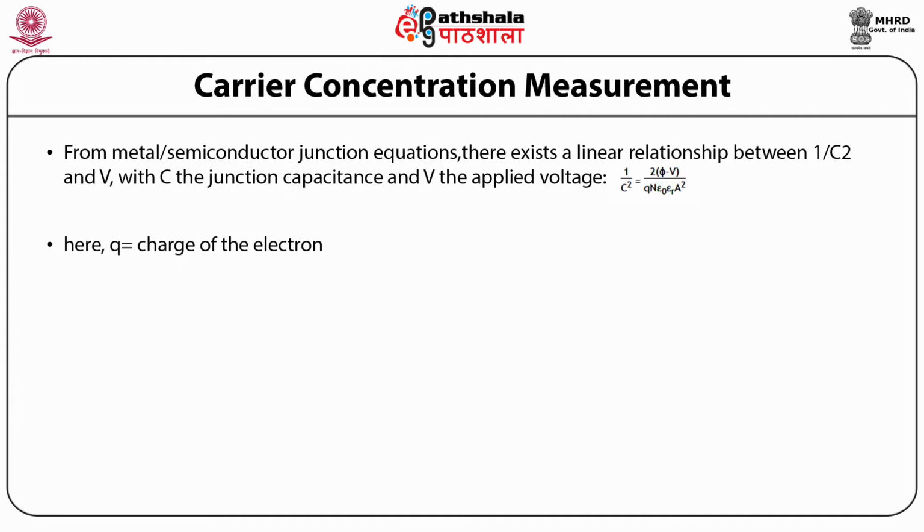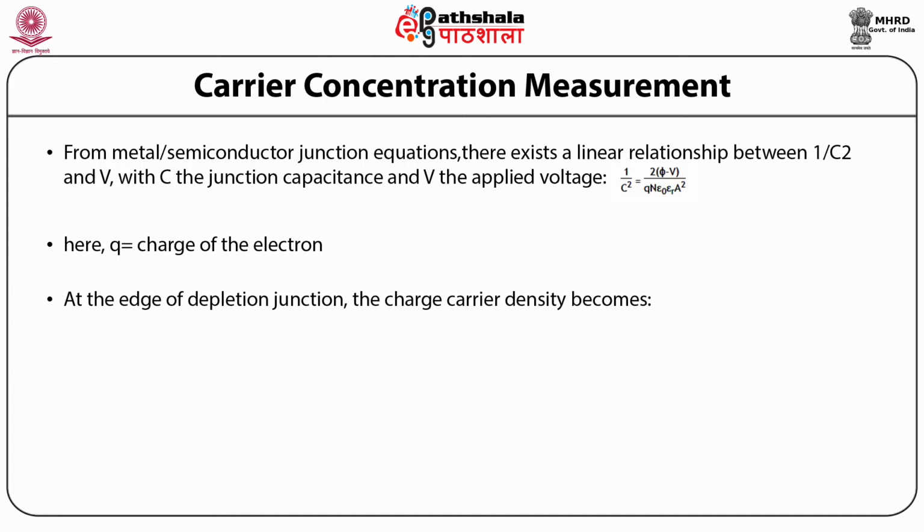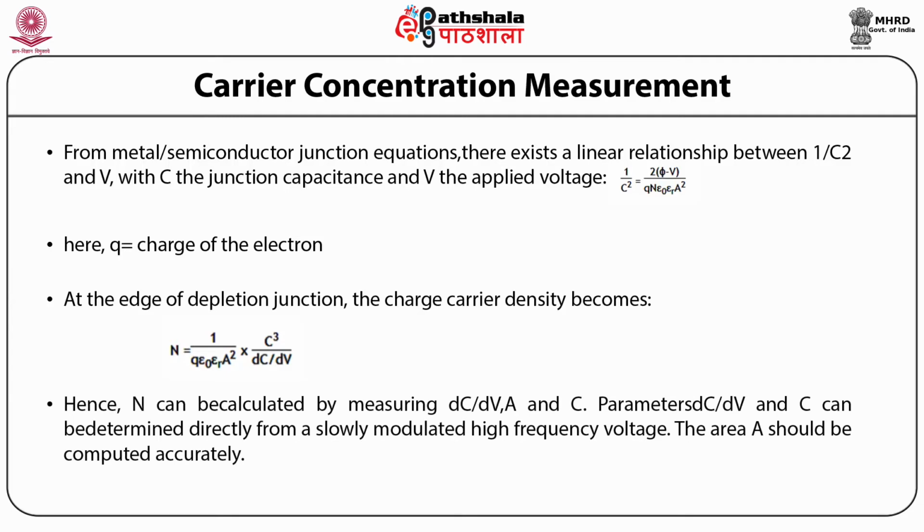Here Q is equal to the charge of the electron. At the edge of the depletion junction, the charge carrier density becomes N is equal to 1 by Q into epsilon naught into epsilon r into A square. This whole is multiplied by C cube divided by dC by dV. Hence, N can be calculated by measuring dC by dV, A and C.